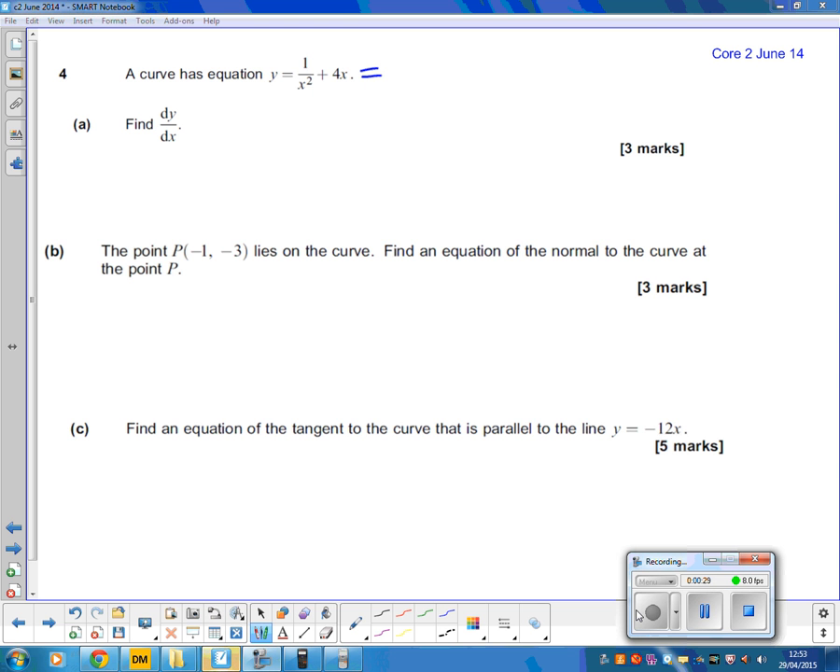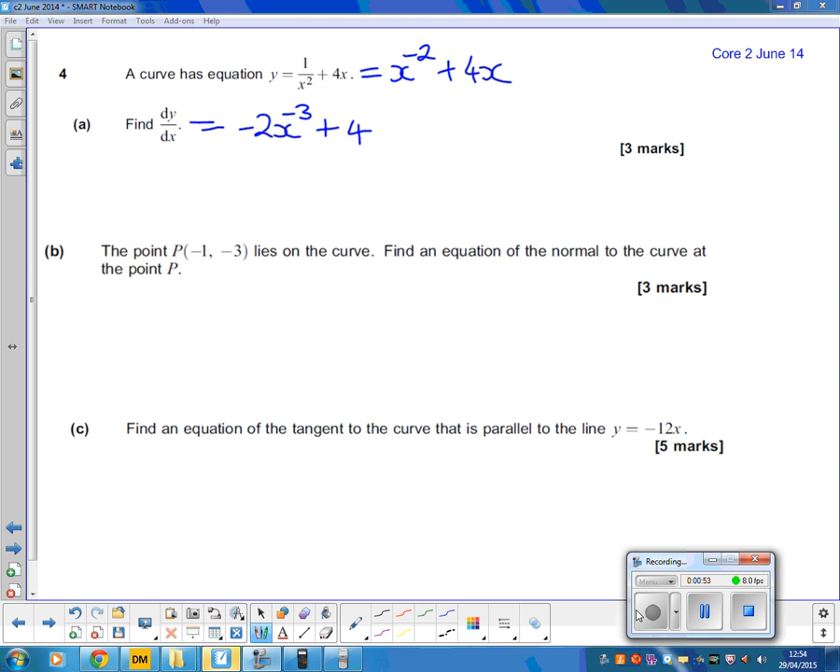terms into index form. So 1 over x squared is x to the minus 2, plus 4x. And we're just going to differentiate that. So drop the power in front, decrease the power by 1. Be very careful, there's a common mistake here to get the power wrong. Negative 2 take away 1 is negative 3. Then 4x differentiates to 4.